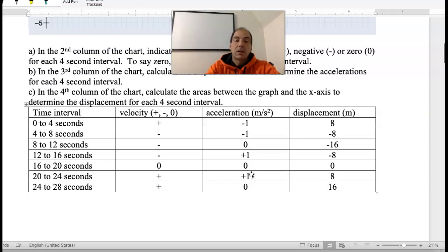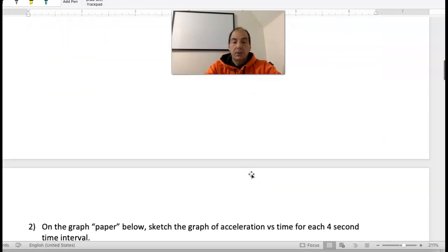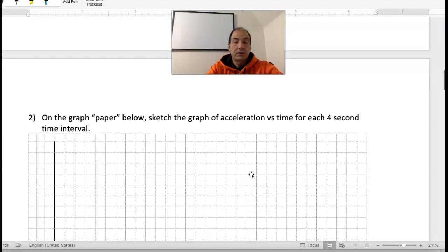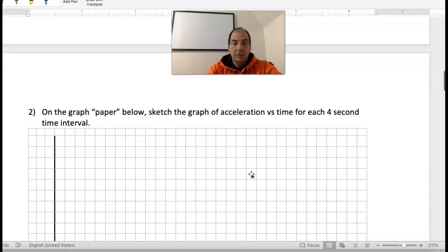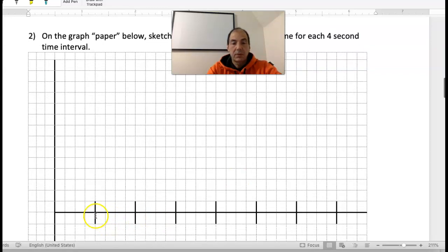All right. So the next thing we're asked to do is to sketch a graph of the acceleration versus time for each time interval. Okay, so I marked off the time intervals 4, 8, 12, 16, 20, 24, 28. I can label a couple of them. I'm not very good at drawing, so I really don't feel like drawing out all of them. Why are you moving? 4, 8, 12, etc.